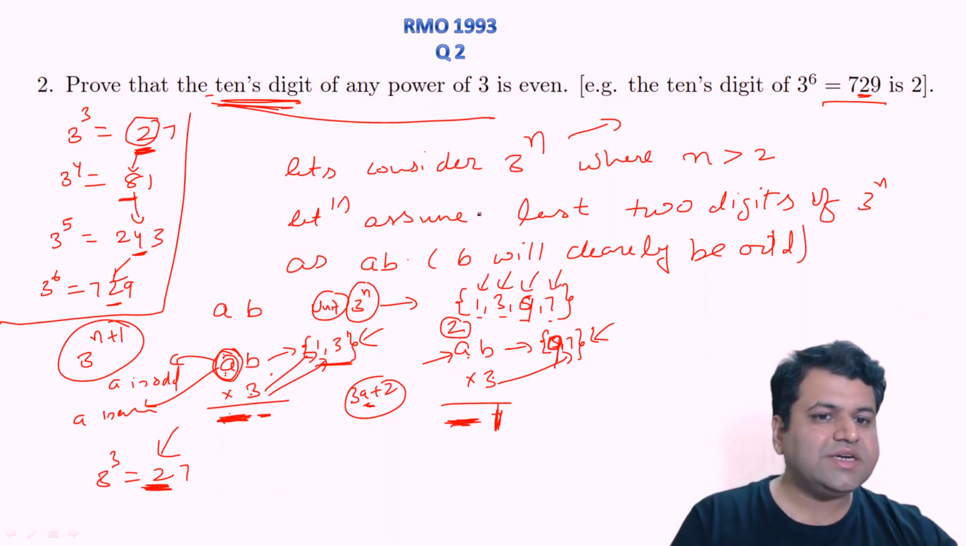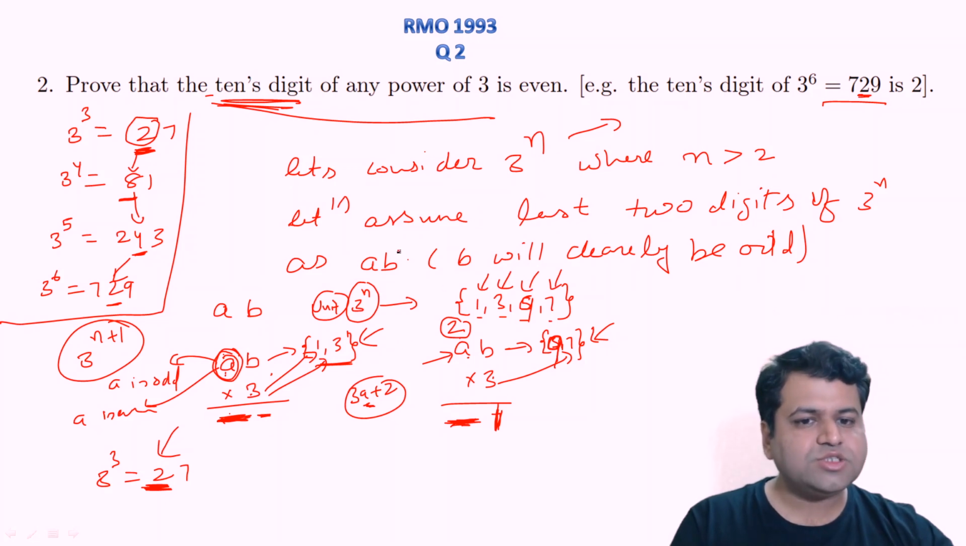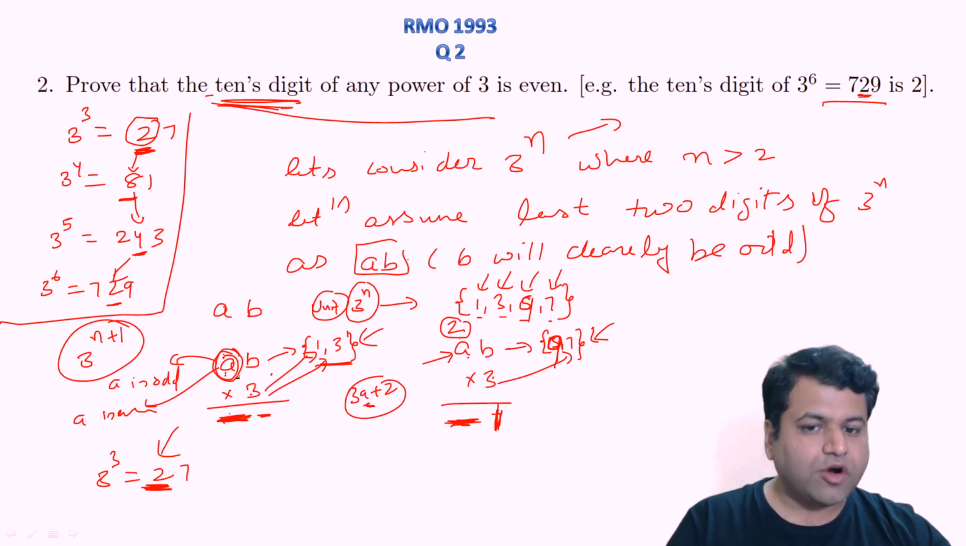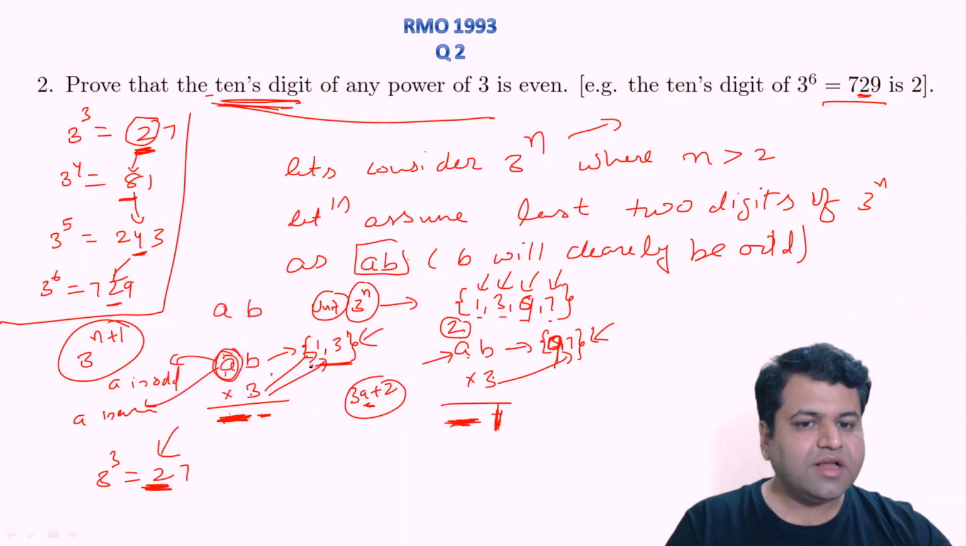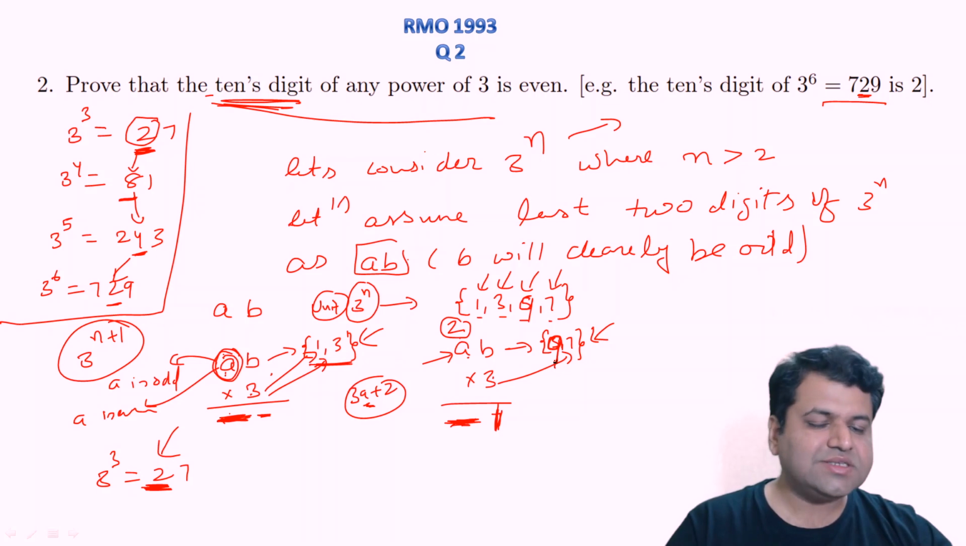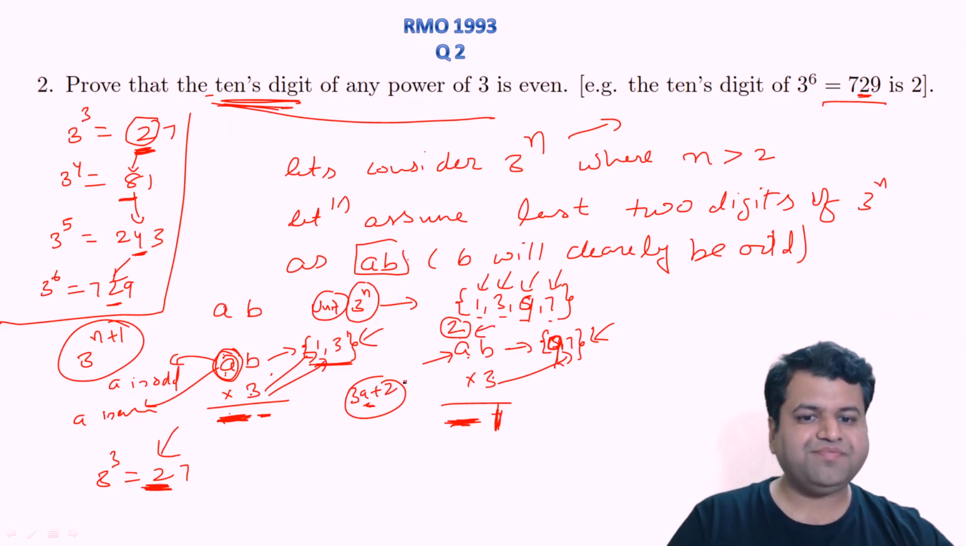Now let's consider the last 2 digits of 3 power n and assume them to be a, b, right? The subsequent power of 3, that is 3 power n plus 1, will be found when ab is multiplied by 3. Now we have made 2 cases: the first in which the unit digit is either 1 or 3, and the second in which the unit digit is either 9 or 7. Why 2 cases? Because in the first case there is no carry, and in the second case there will be a carry of 2, right?